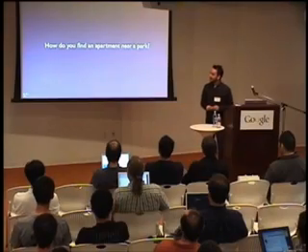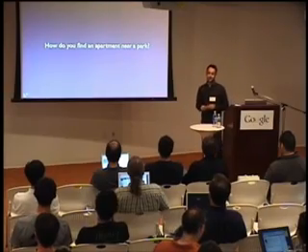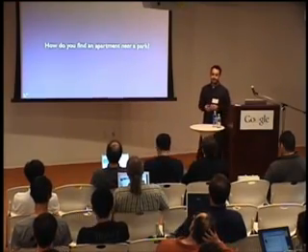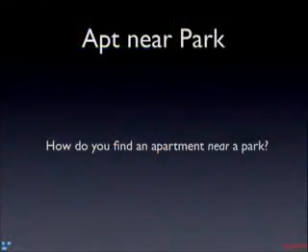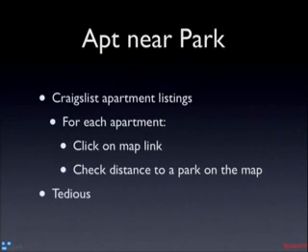So the story started a few months ago when I was looking for an apartment. Not just any apartment. I was looking for an apartment near a park. Now, if you think about how you would go about doing that, it would probably go something like this. You'd go to Craigslist apartment listings, and you'd go to, say, Palo Alto apartments. You'd go down to each listing, click on the map link, and go to Google or Yahoo Maps and check to see if that apartment is close to a park or not.